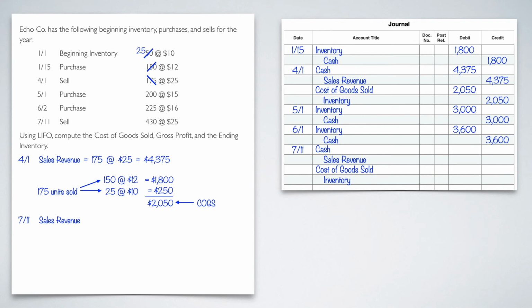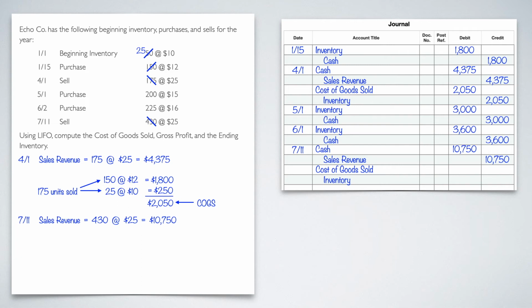It's going to be the 430 times the $25 a piece that we sold them for, and that will give me a total of $10,750. I'm going to go ahead and put that in my journal entry, $10,750 for both cash and sales revenue. Now I'm going to put a little slash through the 430 because we are finished with that. I don't want to mistakenly use that.